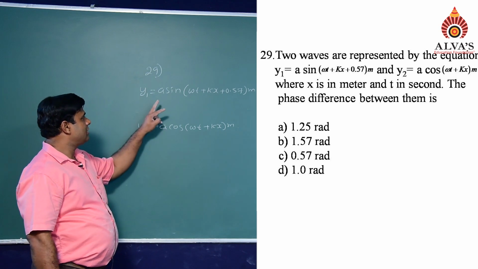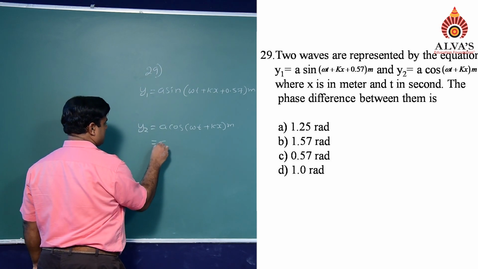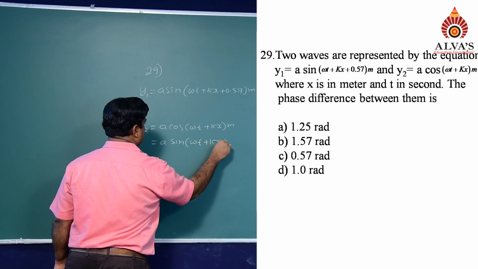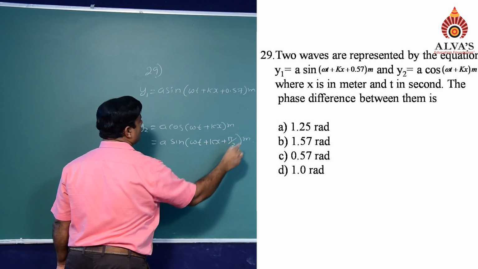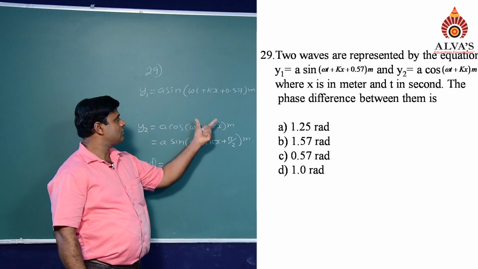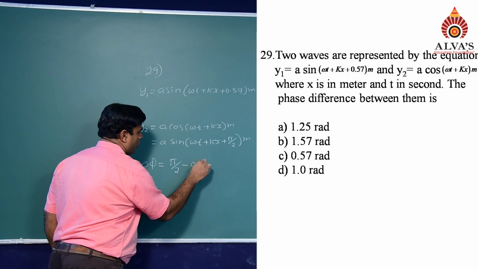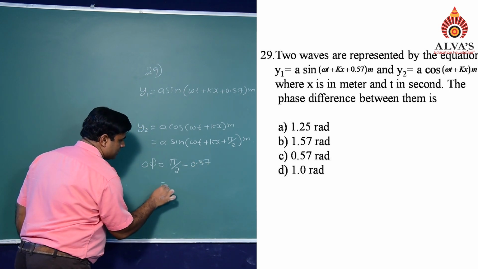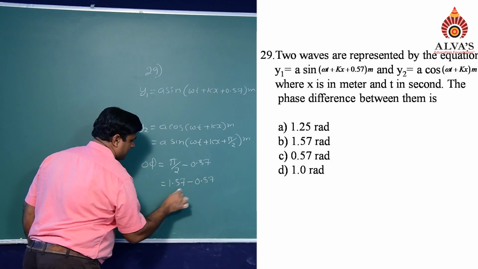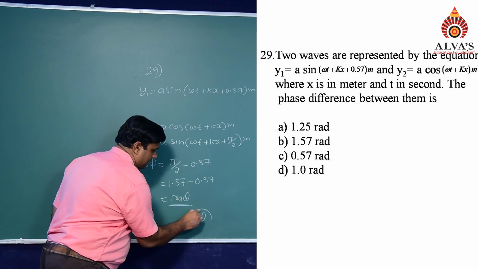To find the phase difference, they should be in the same form. So, I will convert the second equation into the form of the first, which is A sin(omega t plus kx plus pi by 2) meter. Now, phase difference is nothing but the difference in the phases of these two, which is pi by 2 minus 0.57. Pi by 2 is 3.14 by 2, which is 1.57, minus 0.57, which comes as 1 radian. So, the answer is D.